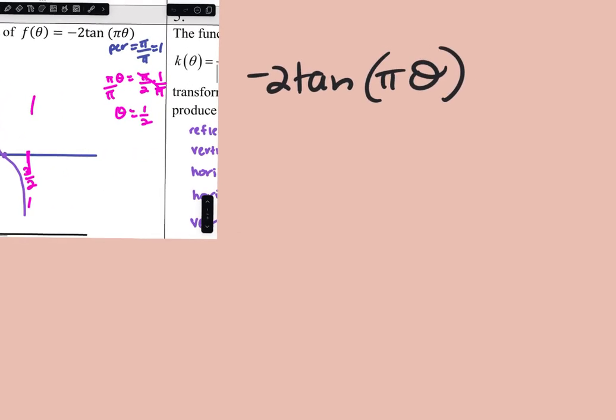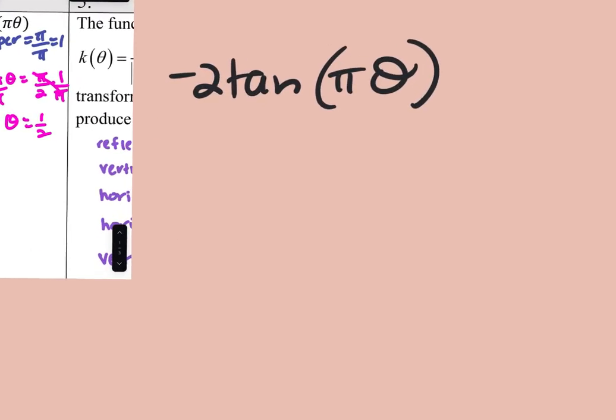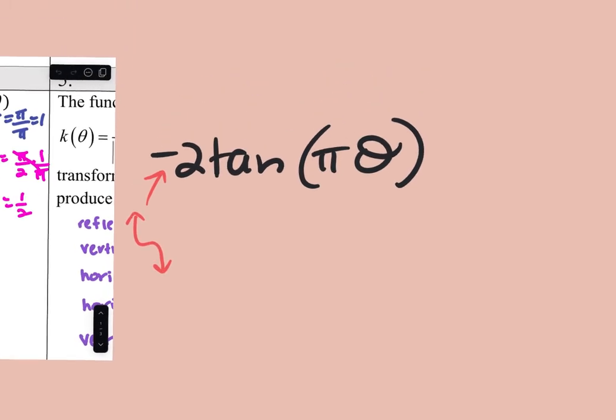So this one said to graph 2 periods of f of theta equals negative 2 tan pi theta. So remember, when it's tangent, well, when it's anything, the first sign is going to flip it upside down. So instead of it pointing up to the right and down to the left, it's going to switch. So it points up to the left, down to the right. The 2 is going to be where you mark your 1/4 point and your 3/4 point on the y-axis. So because it's upside down, we would go up to 2 on the left and down to negative 2 on the right. The pi is your b.